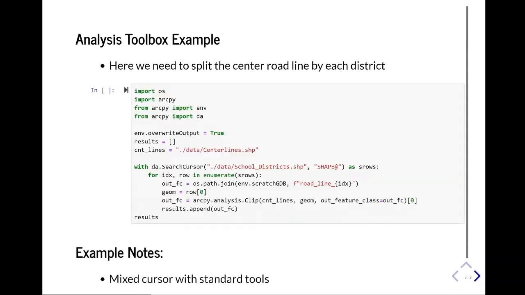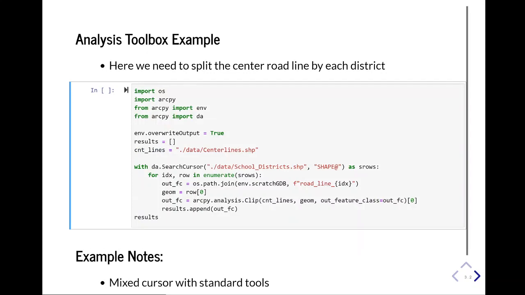So if we need to split center road lines by each district, we can go ahead and do that. And one way that we do it is we can mix our cursor objects. So we have a school district and then we have road lines, and we can go ahead and split this information out.